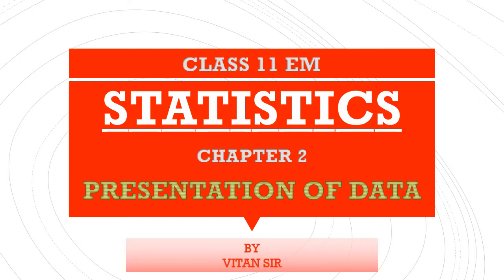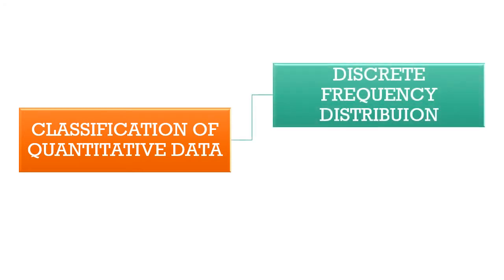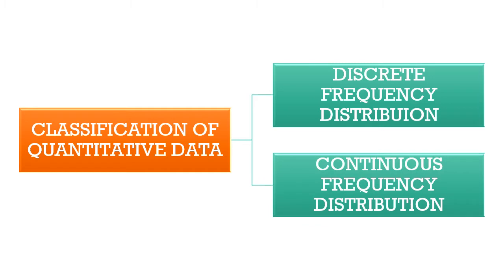In the last tutorial, we started with what is presentation of data, in how many ways it is presented, and the classification of quantitative and the qualitative data. In today's tutorial, we will study one of the types of the classification of quantitative data. The two types are discrete frequency distribution and the continuous frequency distributions. Both of them are the types of the classification of quantitative data. Among them, what we are going to discuss today is the classification of discrete frequency.